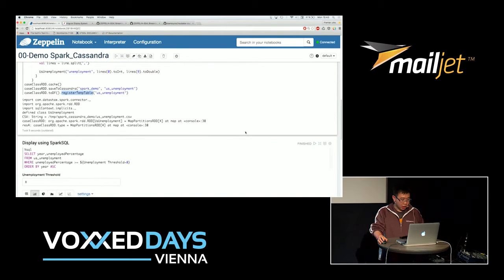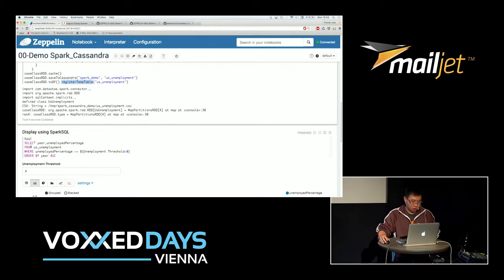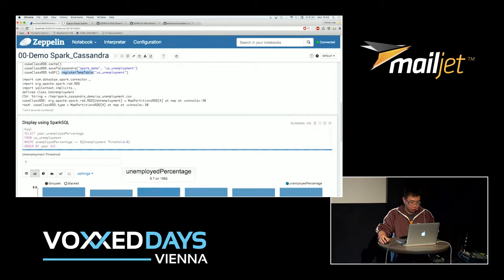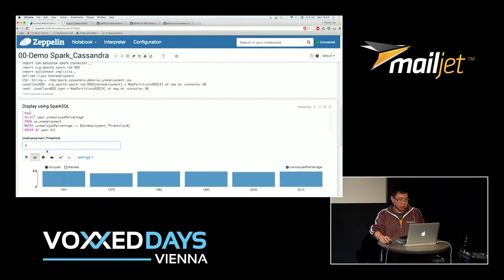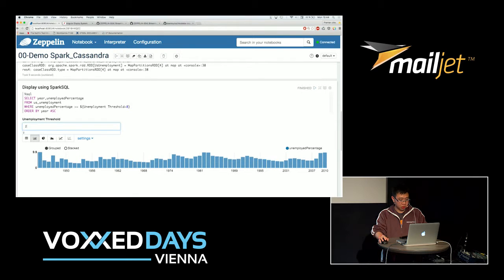Now since I have cached all of this data in Spark memory, I can use Spark SQL. For example, to query, give me all the years where the unemployed percentage is bigger than 8%. So here we have some years where there is more than 8% unemployment in the USA. You can change the value, for example, 2%. Then you have almost every year since 1941.